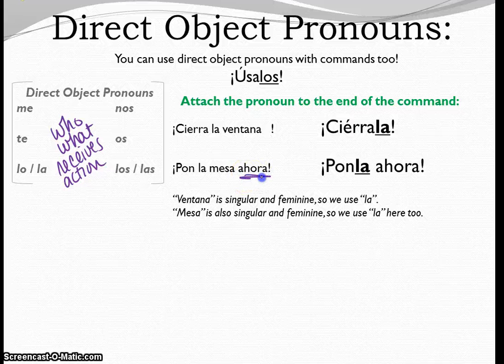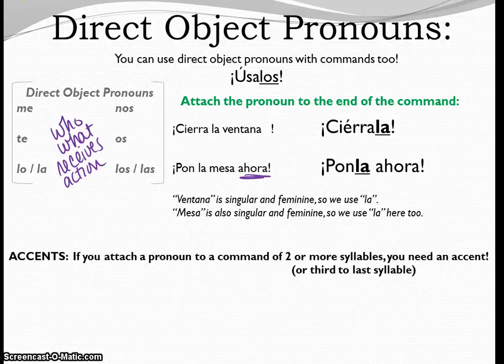Then you could leave in this adverb explaining when you'd like it done, ahora, now. That's fine, that's not affected. This does pose a little bit of another issue though, because then you have to add an accent mark. If you attach a pronoun to a command of two or more syllables, like in úsalos, úsalos is u, sa, los, three syllables, you have to have an accent. You add an accent on the third to the last syllable.